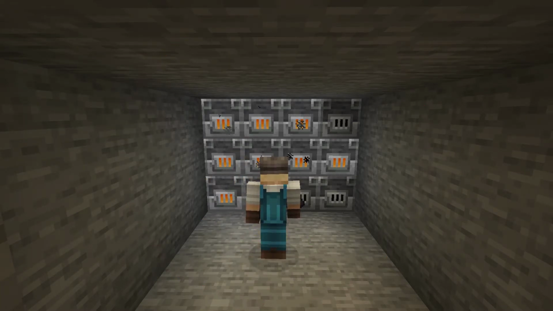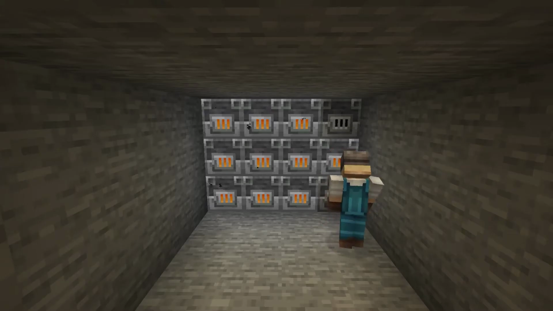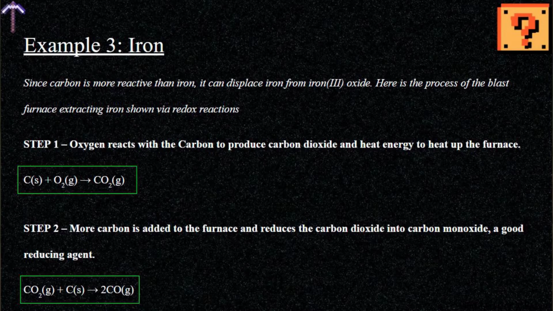In detail, iron ores such as hematite contain iron oxide, and the oxygen must be removed from the iron oxide in order to leave the iron behind. Since carbon is more reactive than iron, it can displace iron from iron oxide. Here is the process of the blast furnace extracting iron shown via redox reactions.